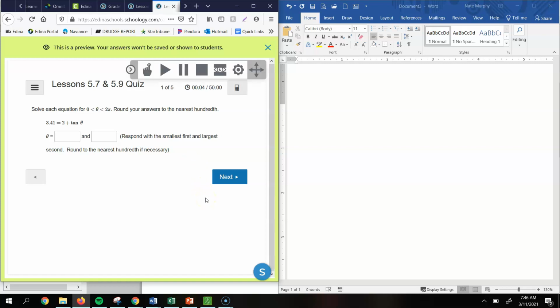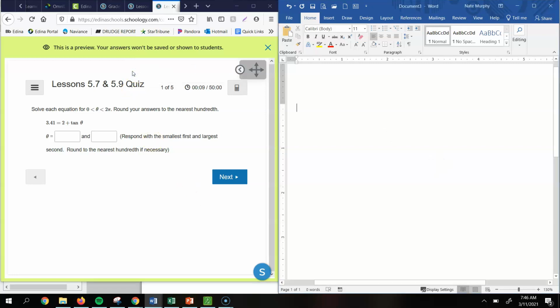And so for this first one, let me just rewrite this. We're going to have 3.41 equals 2 plus tangent of theta. Alright, my first step is to get the tangent of theta all by itself. So I'm going to subtract 2 from both sides. When I do that, I get 1.41 equals tan theta. So to figure out what theta is, I'm going to take the inverse tangent of both sides.